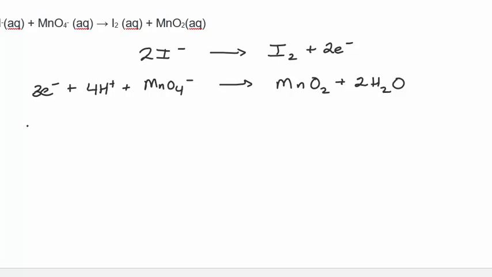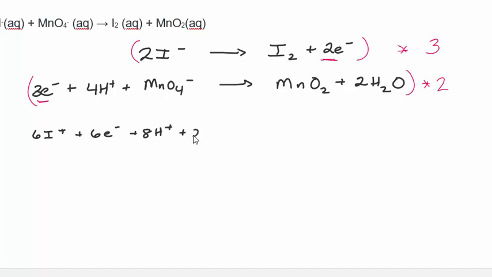Now, in order to balance this, I need to make sure that my electrons are the same. So I need to find the least common multiple between my 2 and 3, and that happens to be 6, so I'm going to multiply the top reaction by 3 and the bottom reaction by 2. And when I do that, I have 6 iodide. I'm going to put all of my reactants down first, and I'm going to even put my electrons down as well, and then we can cross out.